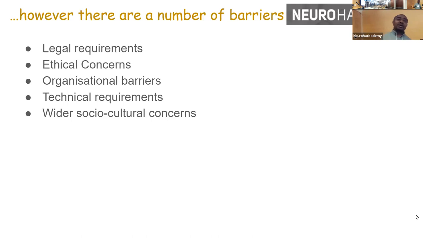And then there are also ethical concerns regarding data that might be a barrier to sharing. Are there organizational barriers? In Europe, where I'm from, a lot of institutions are stopping data sharing simply because of the provisions of the GDPR. For me, wrongly, but they do it. So there are organizational barriers to data sharing. There are technical requirements that we need to understand before we share our data sets, and we'll talk about all that. And there are also wider sociocultural concerns that we need to be aware of that can also form barriers to data sharing.